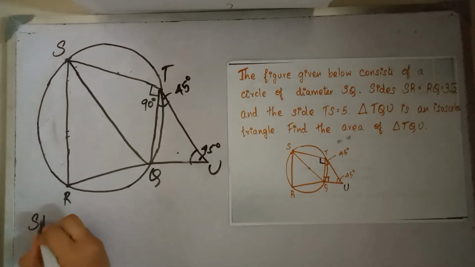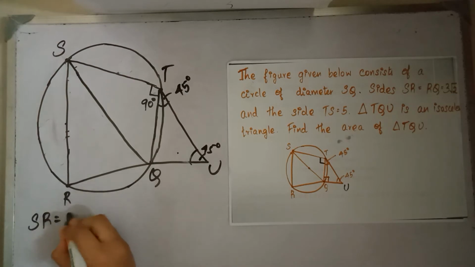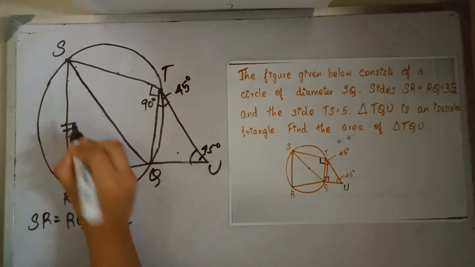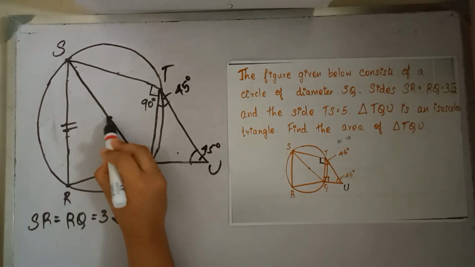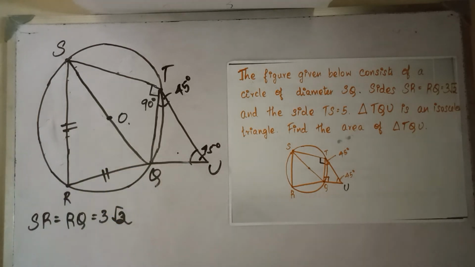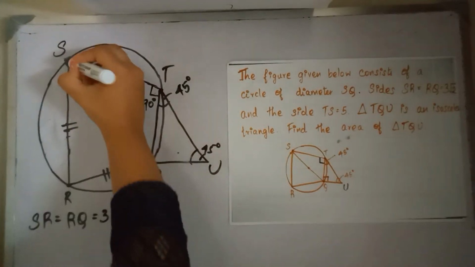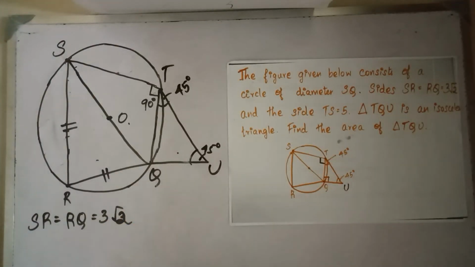The question states that SR, this side, is equal to RQ and that is equal to 3 root 2. So these two sides are equal and that's equal to 3 root 2. And this is the diameter. Now we know a particular fact about semicircles. This is a semicircle, right? And this triangle SRQ is inscribed in this semicircle.